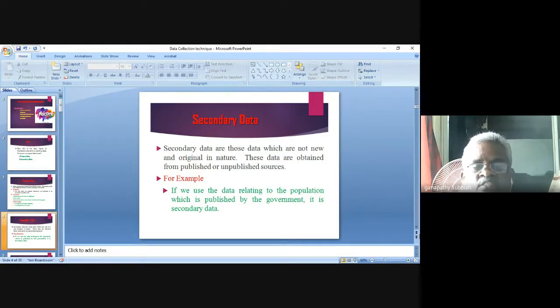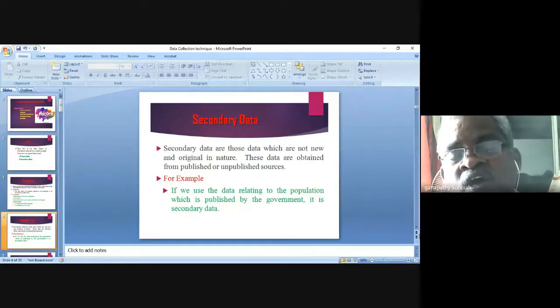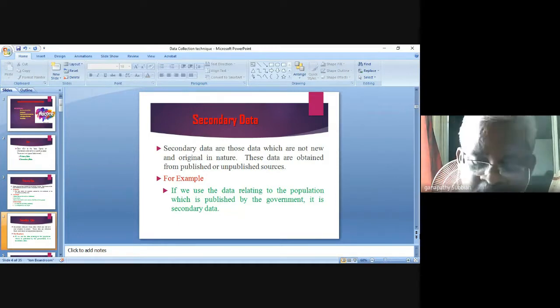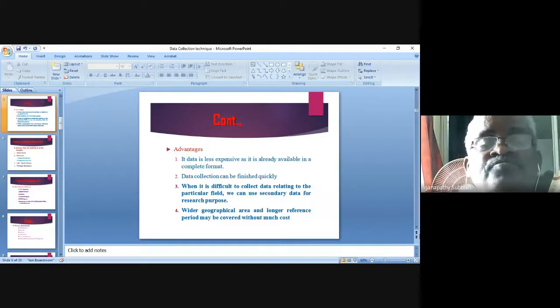2011 census, 2001 census. So these data should already be there in the government records or on a government website. So these data are secondary data. There are some advantages of the secondary data.